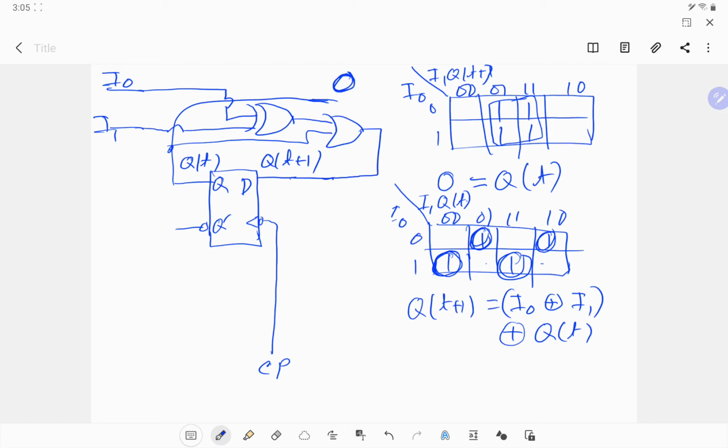That's a simple circuit. So we got the inputs, we got the output, and we get the present state here, and then we get the next state there.